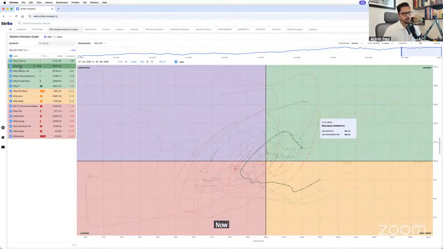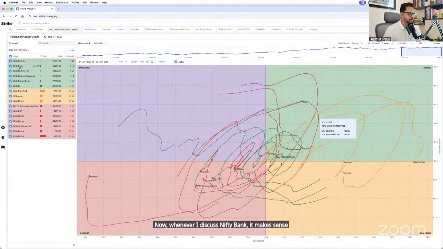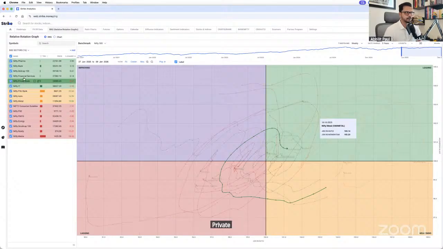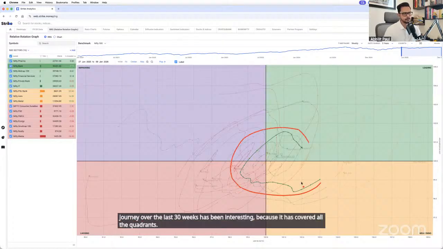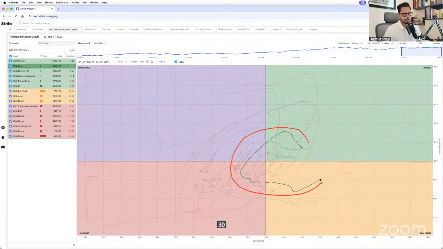Now I'm taking a look at Nifty Bank. Whenever I discuss Nifty Bank, it makes sense to discuss Nifty Bank, private bank, financial services, and the PSU bank. They make up the maximum weightage in our market. Bank Nifty's journey over the last 30 weeks has been interesting because it has covered all the quadrants. 30 weeks back, it was weakening, kind of underperformed. Then around halfway, it picked up. This is nice. Remember this area?